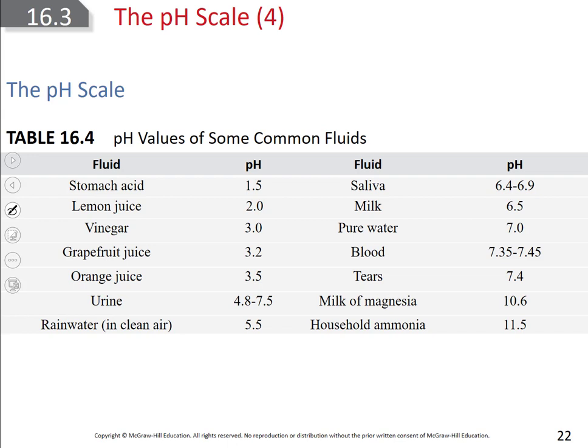Now urine, you'll notice, varies from acidic to slightly basic. Why might a body fluid like urine have such a big variance? Good, it depends on what you eat. If you've been drinking a lot of grapefruit juice, you're probably going to have rather acidic urine. If you've been eating a lot of foods that are high in alkalinity, then your urine is more likely to be more basic.